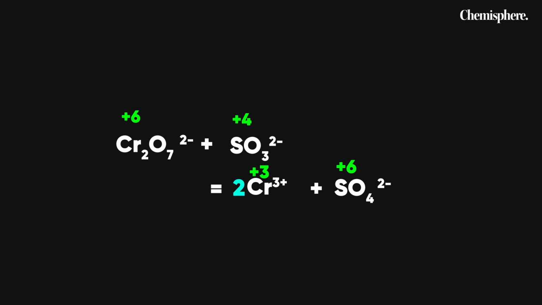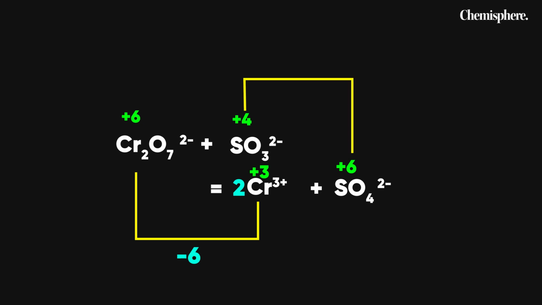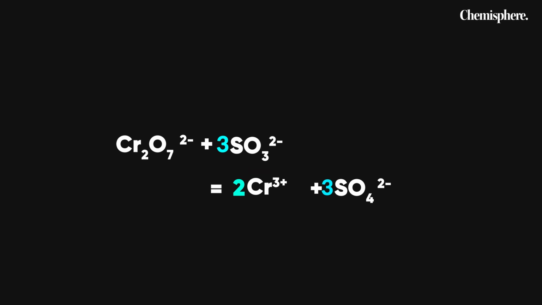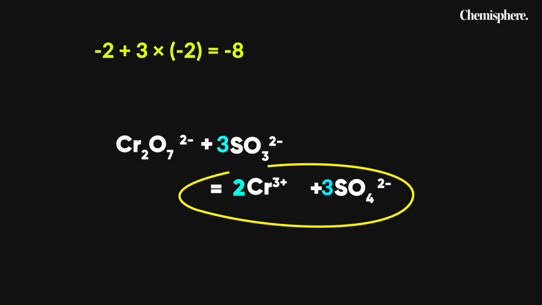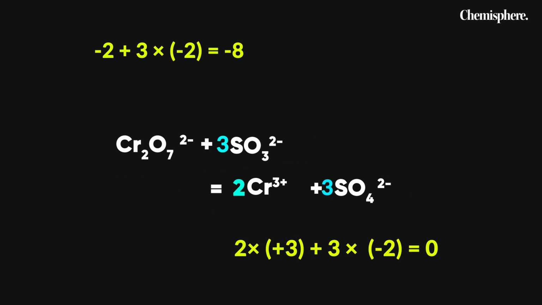Now once we have done this, we see how much of an increase there is. From Cr2O7 2- to 2Cr3+, it is a decrease of 6, and from SO3 2- to SO4 2-, it is just an increase of 2. So we multiply this side with 3, which means that the increase becomes equal to the decrease. Once we have done that, we see how much charge there is. On the LHS, there is a total of 8 minus charges, and on the RHS, plus 6 and minus 6, there are 0 charges.